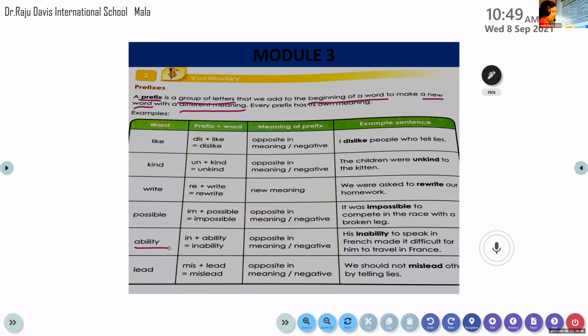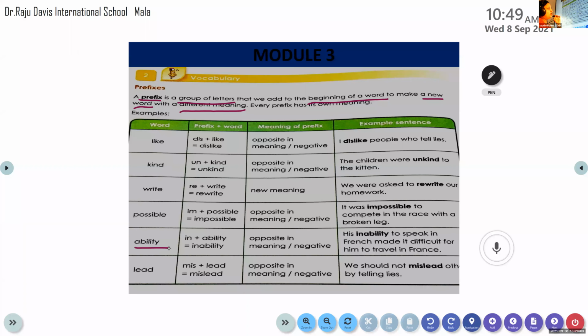Lead. Mislead. Opposite in meaning or negative. Very good. Example: We should not mislead others by telling lies. Yes, very good.